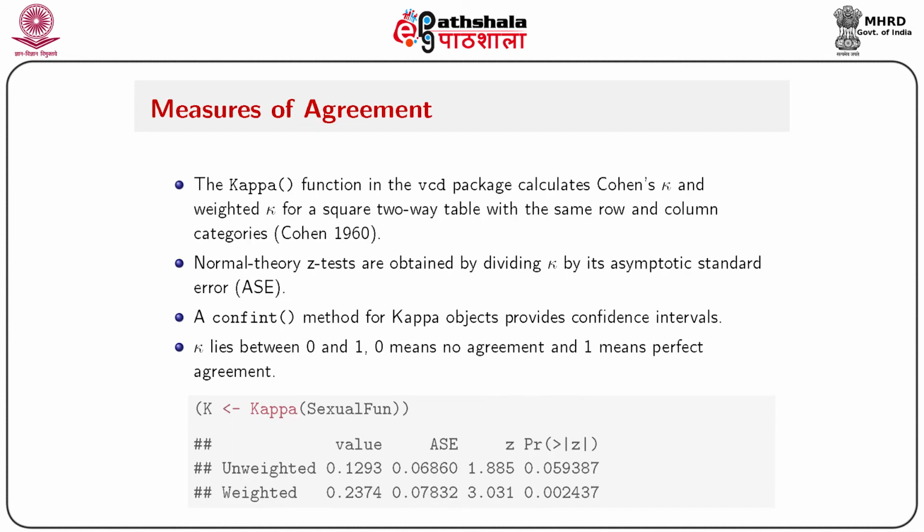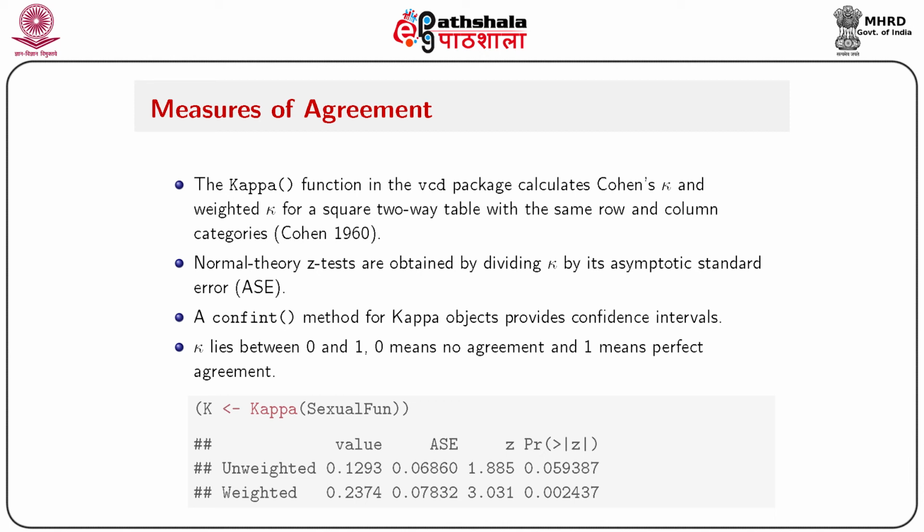Now we'll move to measures of agreement. The kappa function in the vcd package calculates the Cohen's kappa and the weighted kappa for a square 2D table with the same row and column categories, per Cohen 1960. Normal theory Z tests are obtained by dividing kappa by its asymptotic standard error. A confint function method for kappa objects provides confidence intervals, and kappa lies between 0 and 1. 0 means no agreement and 1 means perfect agreement.